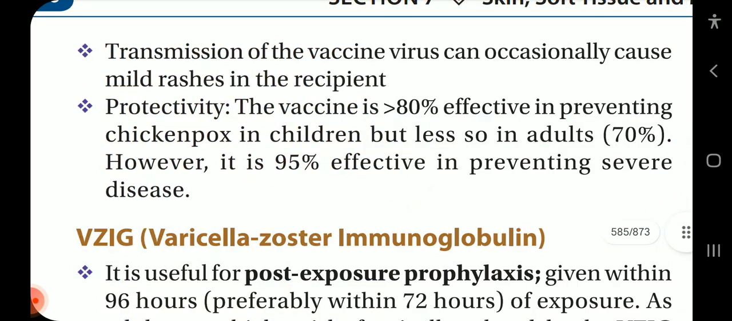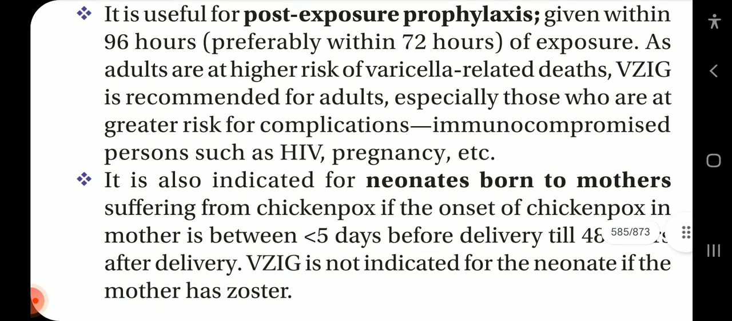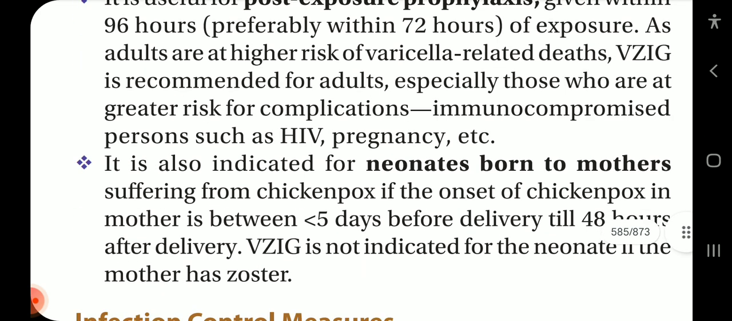Transmission of the vaccine virus can occasionally cause mild rashes in the recipient. Protectivity: vaccine is more than 80% effective in preventing chickenpox in children but less so in adults. However, it is 95% in preventing severe disease. VZIG, varicella zoster immunoglobulin. It is useful for post-exposure prophylaxis given within 96 hours, preferably within 72 hours of exposure.